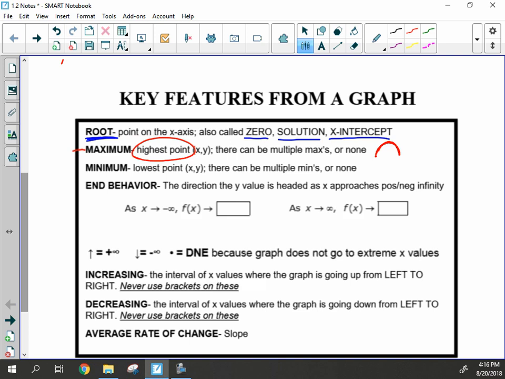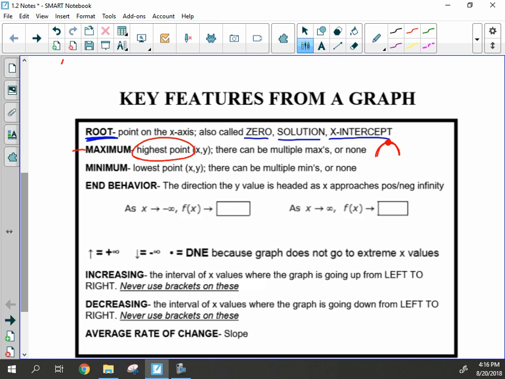So we're going to go through all of our graphs, and we're going to try to find the maximum. Keep in mind, if there's more than one of those little speed bumps, the high point, you can have more than one maximum. If you don't have that part of the picture, if it doesn't have that bump, then it doesn't have a maximum. So in those cases, we would just say it does not exist.